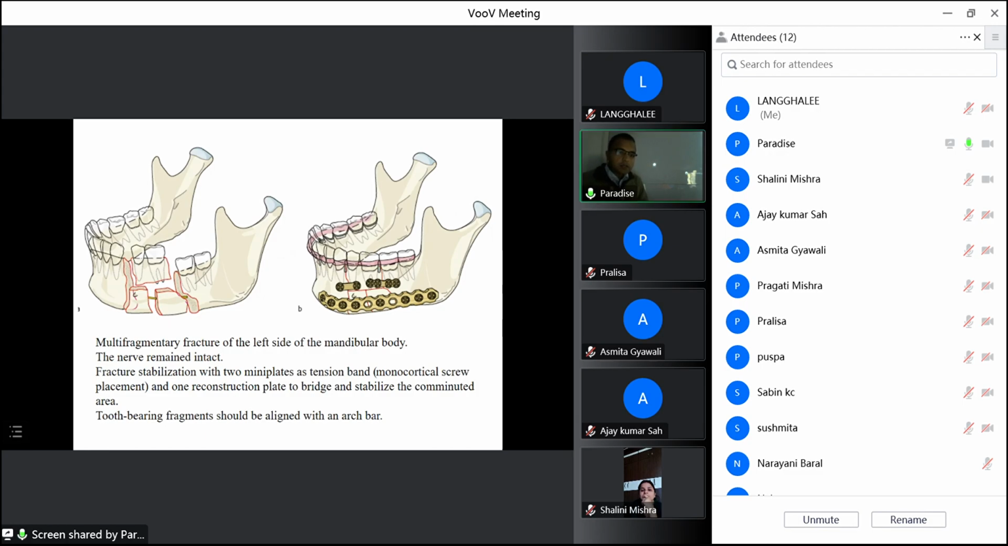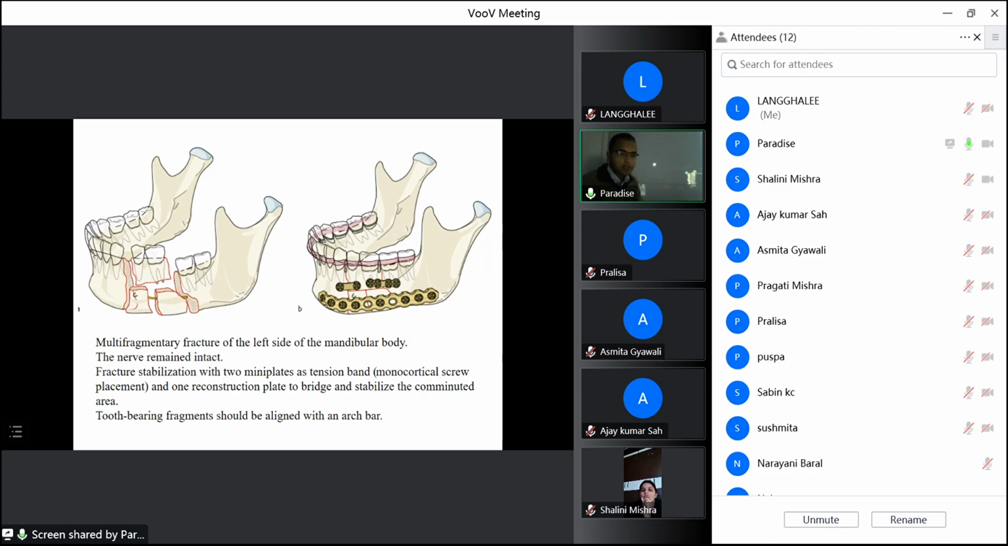Another example of comminuted fracture here, a multifragmented fracture on the left side of the mandibular body is present. The nerve remained still intact. Fracture stabilization with 2 mini plates as tension band, monocortical screw placement, and one reconstruction plate to bridge and stabilize the comminuted area.